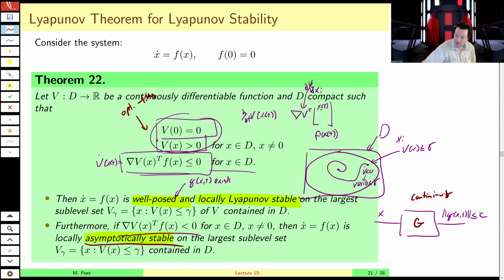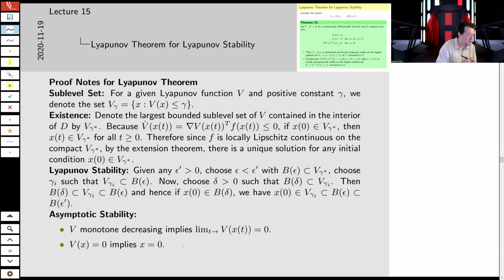Right? So I'm not going to go through the proof because, again, we do the proof in the exponential case, but I'll just give the outline of it here. So for existence, I actually did that. We show that it stays in gamma.